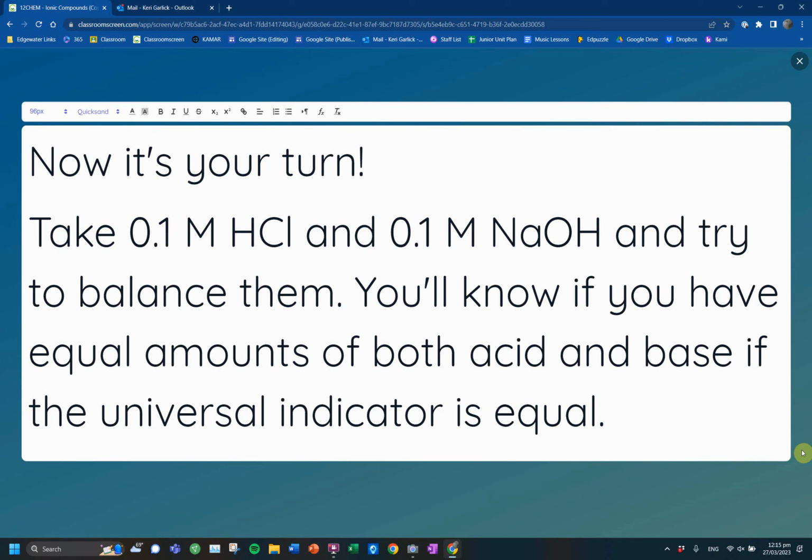If it is red, you have too much acid. If it is blue, you have too much base. So I want you guys to try to get the acid and the base to be equal. Okay? Let me get those reagents out, and I'll grab the goggles, and you guys will have a play.